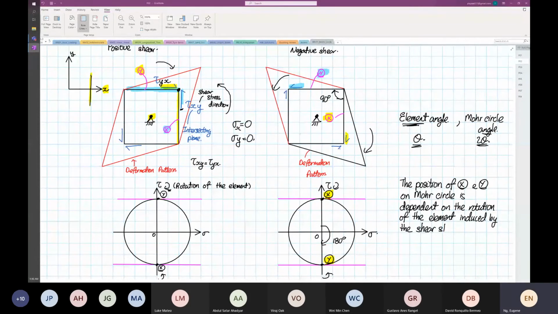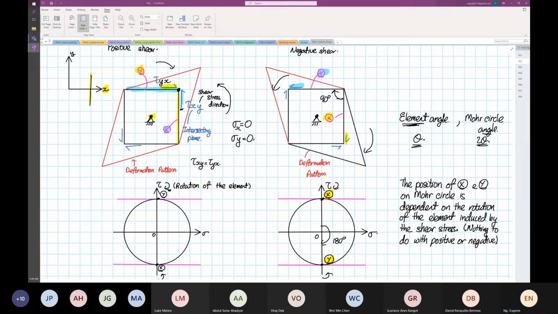I put down here nothing to do with positive or negative. I want you to make sure you understand that. You don't say, hey, Eugene, you're positive, so why not all positive? No, it is all dependent on the rotation of the element, like from what I've just shown.